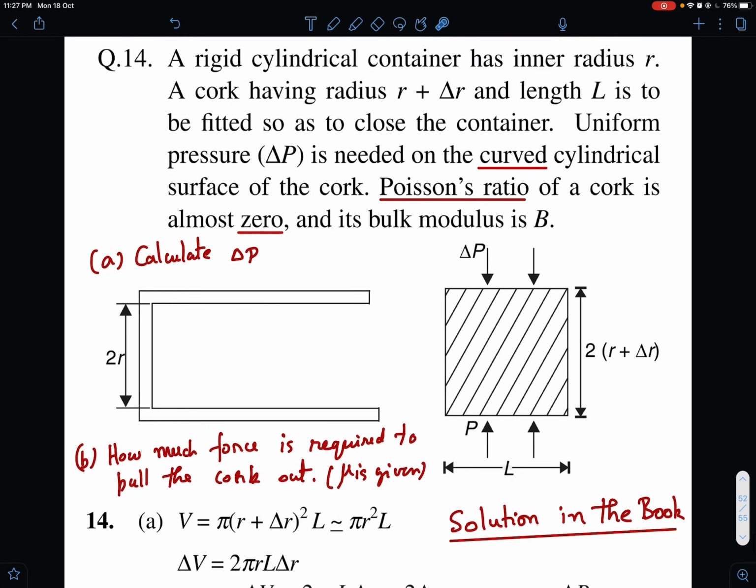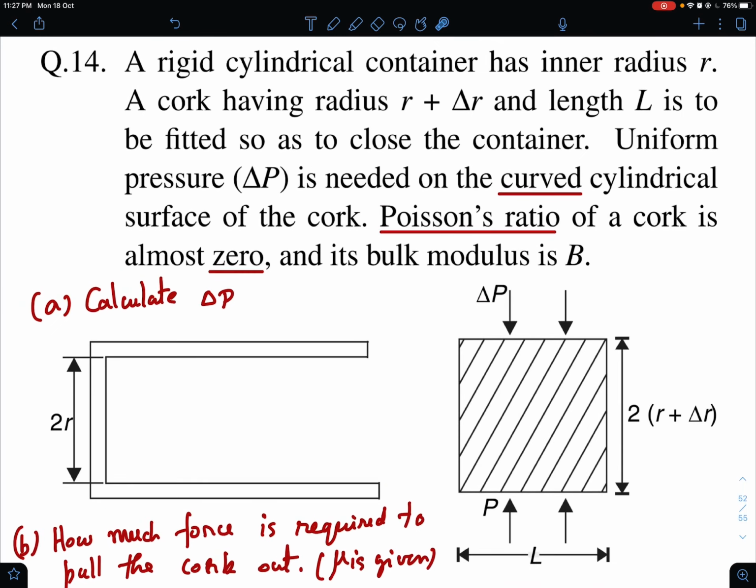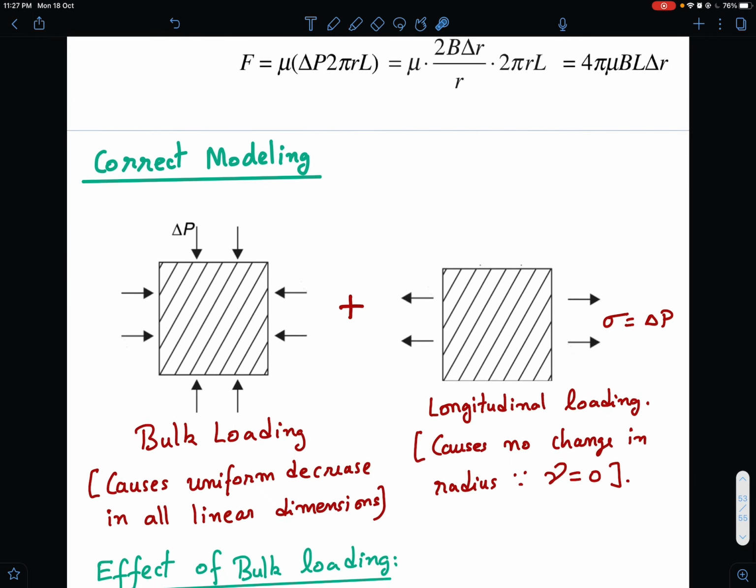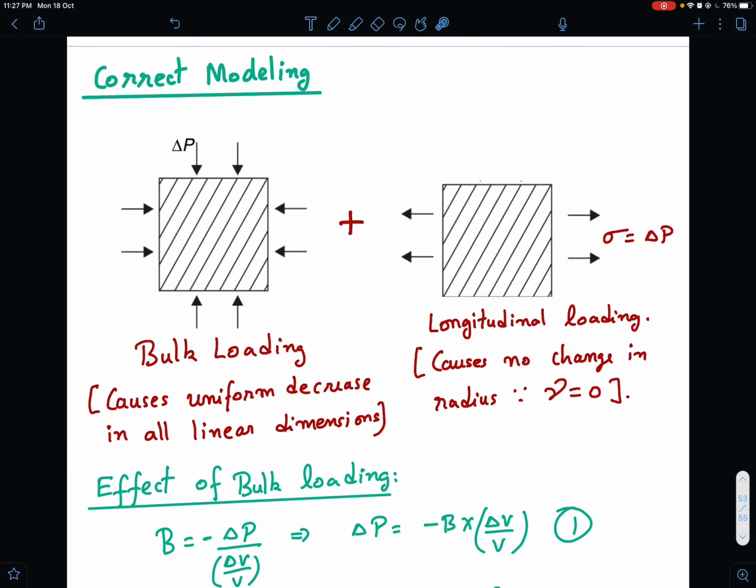So how do we do it? Because the only situation where we know how to use bulk modulus is when the delta P is the same from all the sides. That's how it is given in most JEE oriented textbooks. And now the situation here is that delta P is not acting everywhere. So how do we handle it? Since I know how to handle the pressure acting on all the sides, I take it as a superposition of two cases.